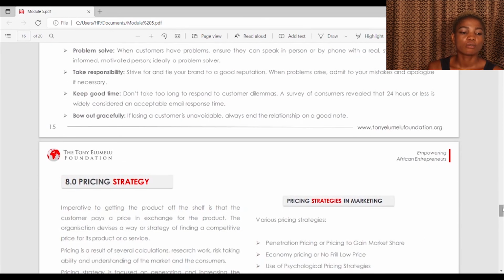Bow out gracefully. If losing a customer is unavoidable, always end the relationship on a good note, right? Losing a customer and going your separate ways does not mean that it has to be a quarrel, because if you make it a fight, you might be losing so many customers along the line. Of course, you cannot satisfy everybody, right?